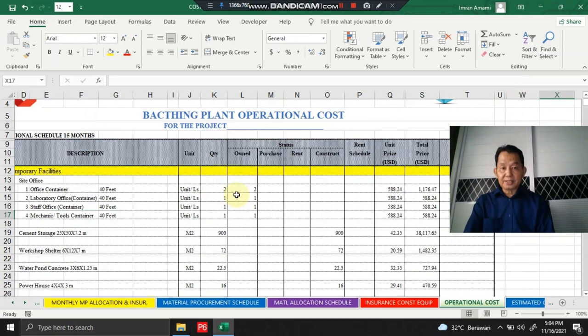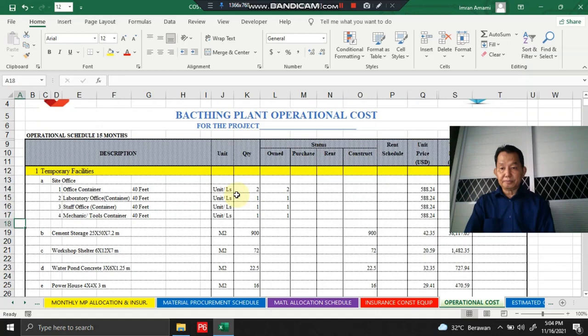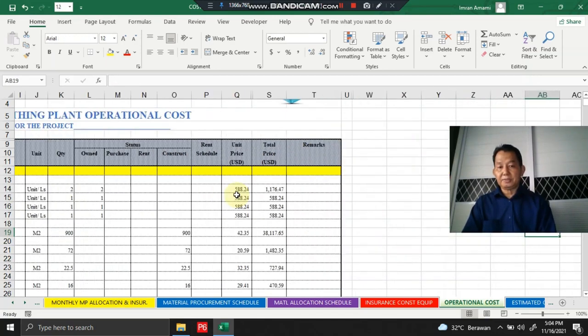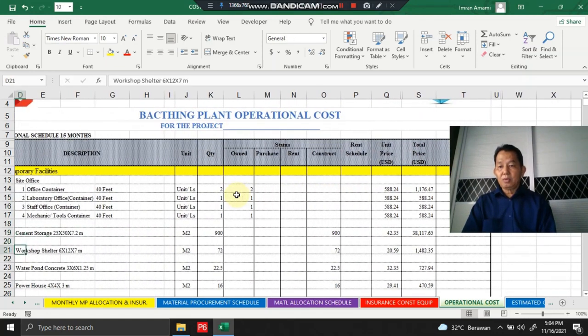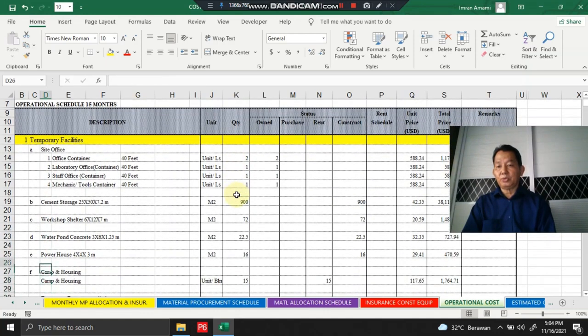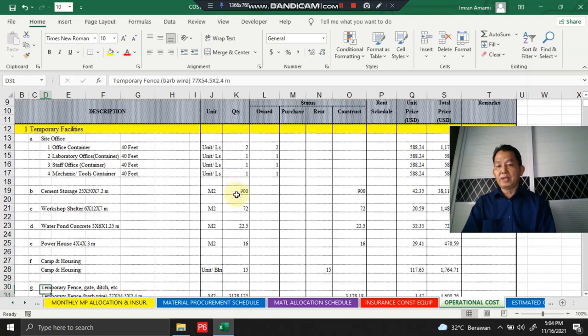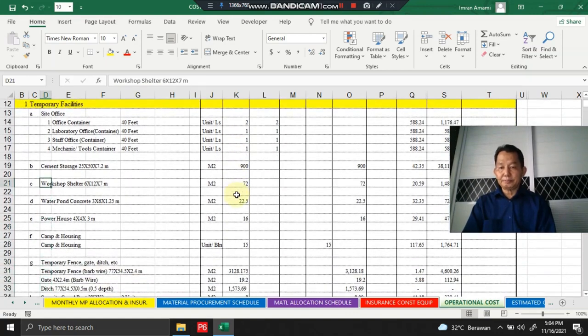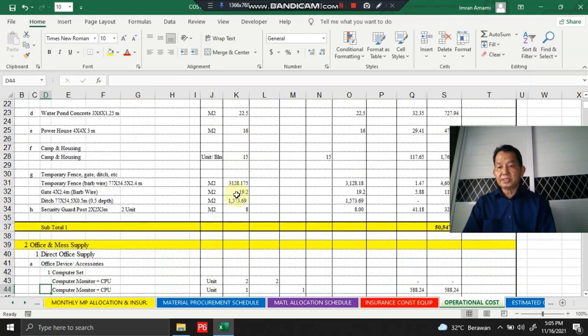And this is the price estimation. Construction for the cement storage, and this is the estimated price for this cement storage construction. And then the workshop shelter, construction for waterfront concrete, construction for powerhouse with the size detail, and then camp and housing, temporary fence, gates, ditches, etc.